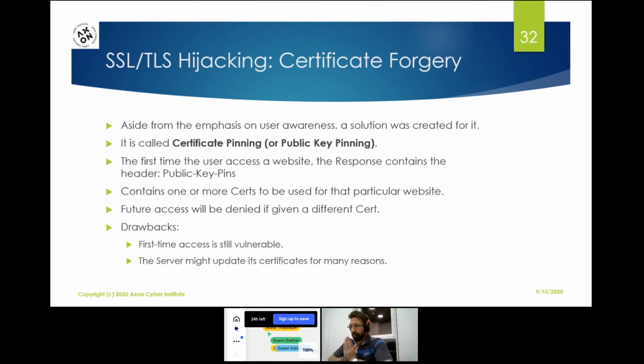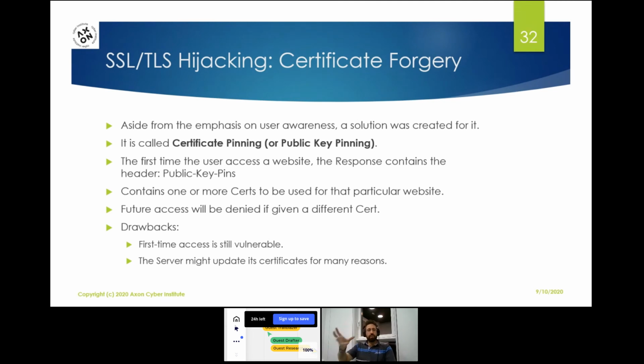One way to prevent certificate forgery is a technique called certificate pinning. What is certificate pinning? When the client accesses a web server for the first time, the server responds with a header called Public-Key-Pins, and then it will instruct the web browser that from now on, it should use a specific certificate. So the web browser now will cache the certificate, and for any future communication with that particular server, the web browser will only accept this certificate, a certificate that is pinned.